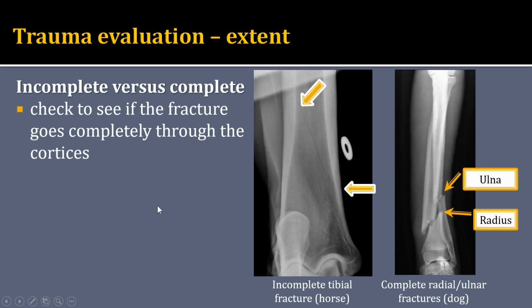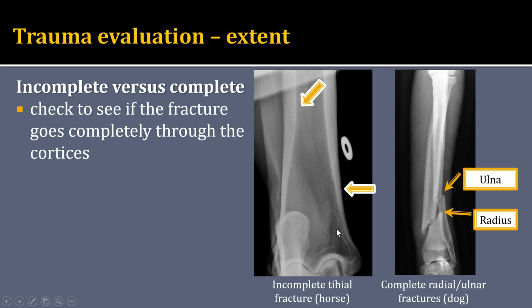Next, let's talk about extent of fractures. And we may be able to identify an incomplete fracture, whereas most of the time we'll actually identify complete fractures. Incomplete fractures are fractures that only involve one cortex of the bone that we can identify on the radiographs.